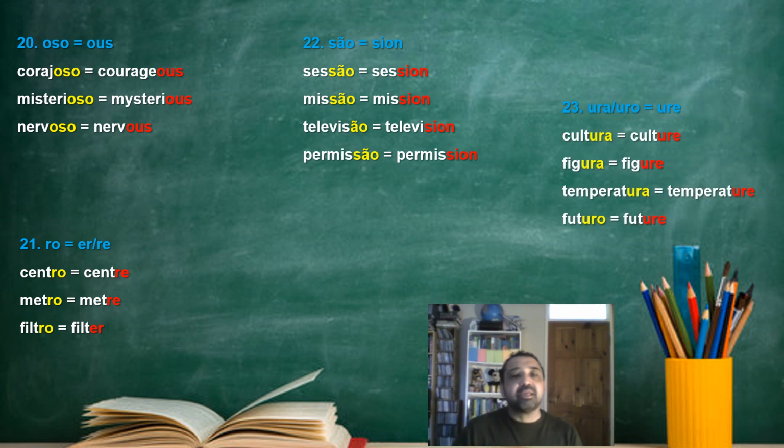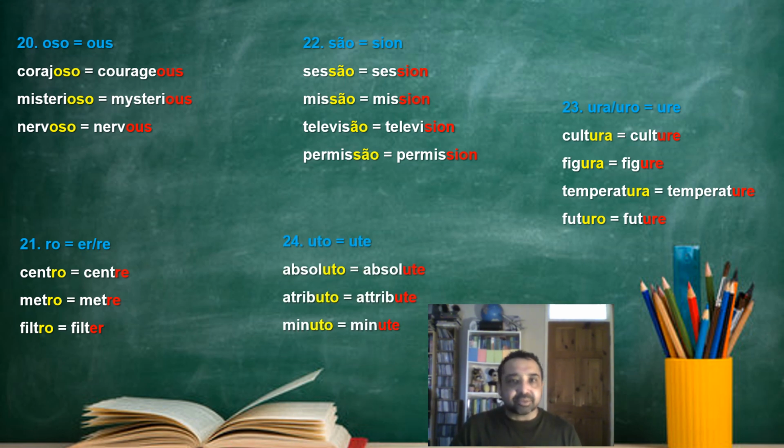Number 22, words ending in "sion" become "são" in Portuguese, like session, sessão, mission, missão, television, televisão, and permission, permissão. And 23 are words ending in "ure", which becomes "ura" or "uro", like culture is cultura, figure, figura, temperature, temperatura, future, futuro. Number 24, "ute" becomes "uto", like absolute, absoluto, attribute, atributo, or minute becomes minuto.